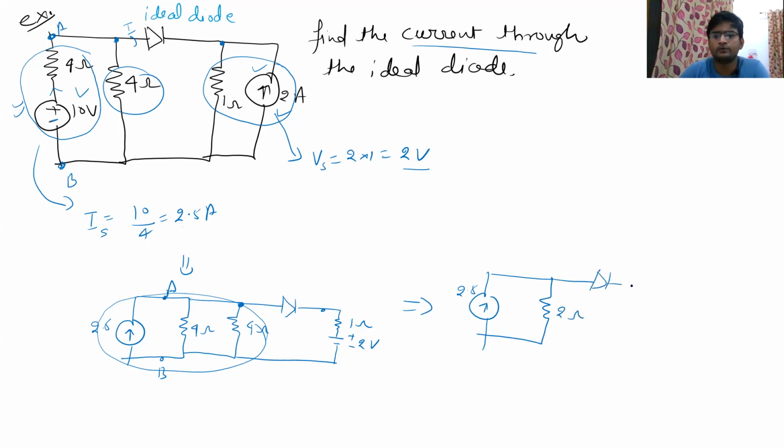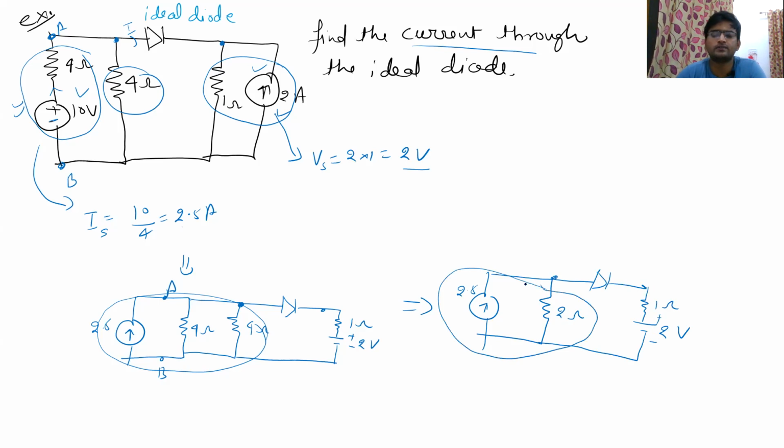Then our diode, and again this 2 volt source and 1 ohm resistance. Now here again we came back to the same situation. We have to convert this current source into a voltage source so as to get the idea whether this point will be more positive than this point or not.